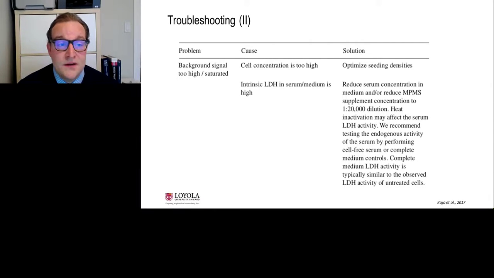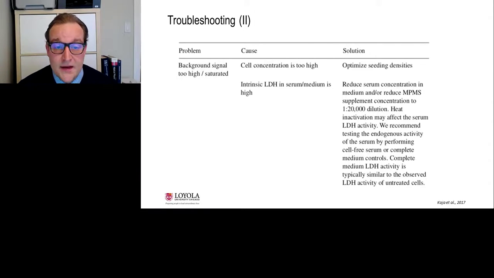Another problem that is often encountered is a too high background signal or a signal that is being saturated. Obviously here, the cell concentration might be too high, and as in the previous step with too low signal, optimizing seeding densities can resolve this problem. However, sometimes the intrinsic lactate dehydrogenase activity in the serum or in the media is high. What's possible here is to reduce the serum concentration, or often readily achieved by reducing the concentration of the supplement. Typically, we use the supplement at a 1 in 10,000 dilution, but it can be easily diluted to 1 in 20,000 or 1 in 50,000.